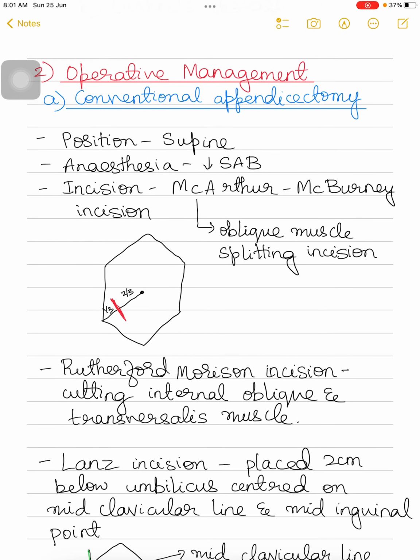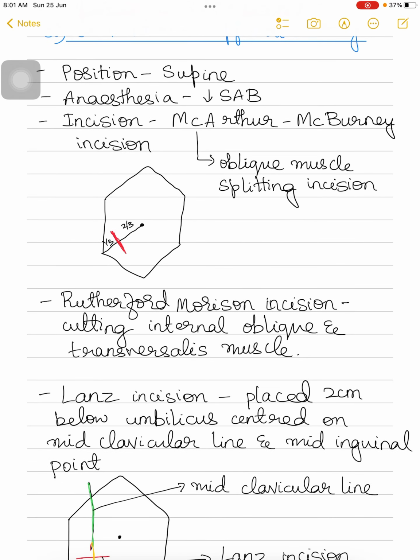The patient is placed in supine position under subarachnoid block. The incision given is the McBurney's incision, which is the most commonly used. This is the umbilicus and this is the anterior superior iliac spine. When you draw a line joining them, divide it into 2/3 and 1/3 and place an incision perpendicular to McBurney's point.